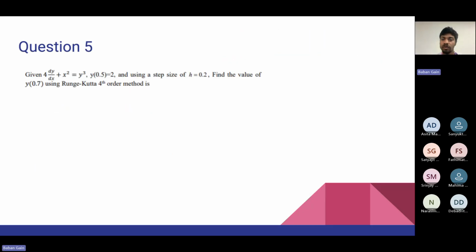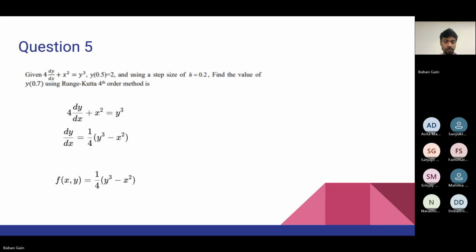Then question 5. This is quite a lengthy question. I will give you a formula, and can anyone answer what is K0? Or sorry, it is K1. So let me give the formula. It's simple here.